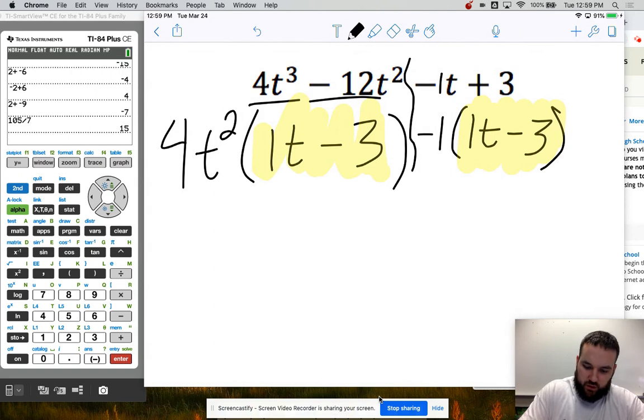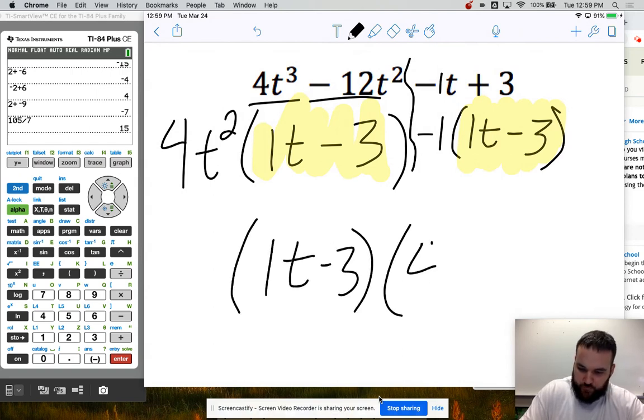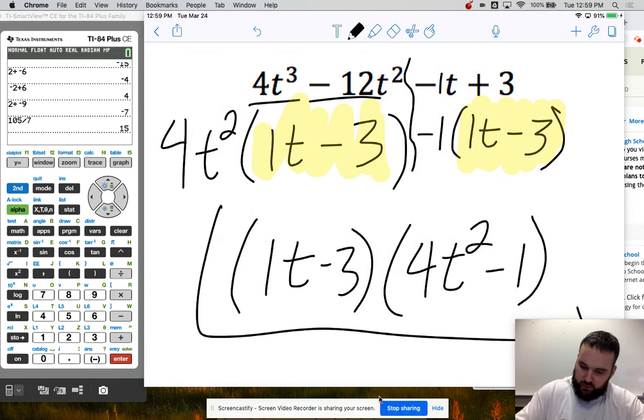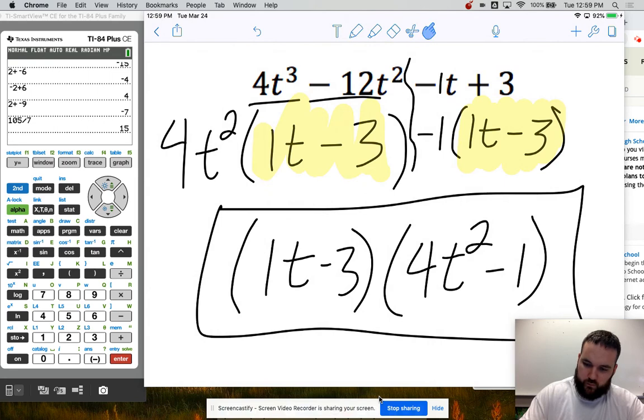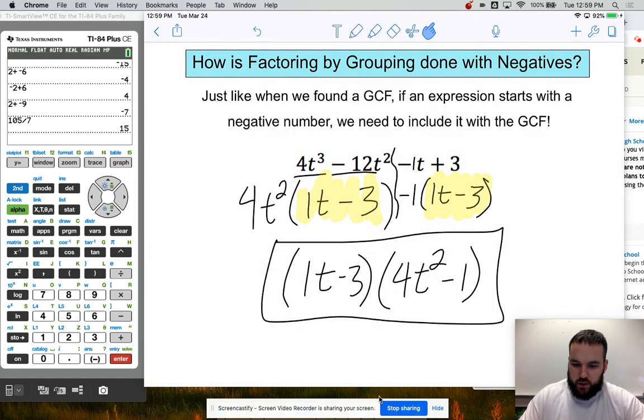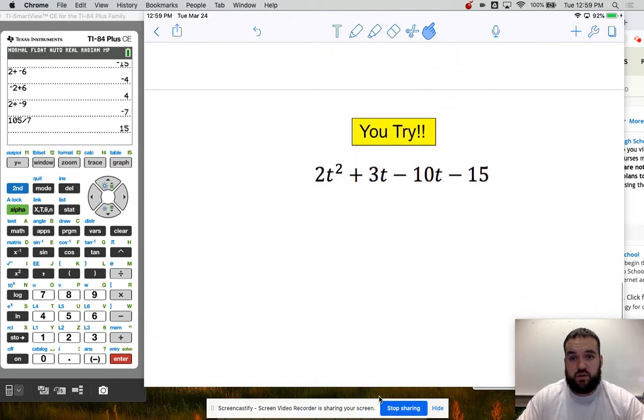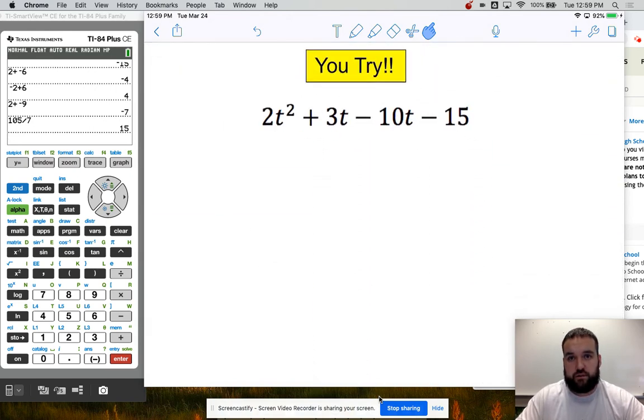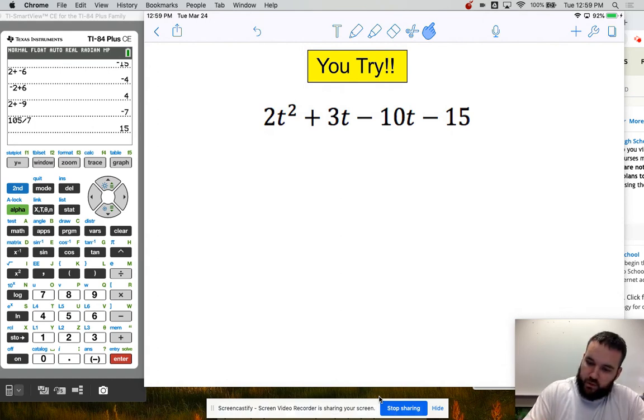Okay, so my factored version will be 1t minus 3 times 4t squared minus 1. And this is what we're looking for. So if half the problem starts with a negative, just make sure to include the negative with the GCF. So go ahead and give this expression a try, and then we'll be done.